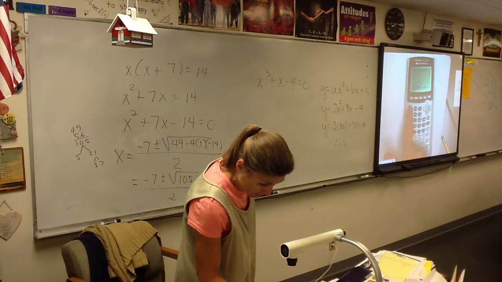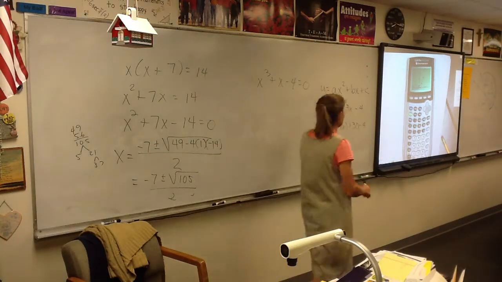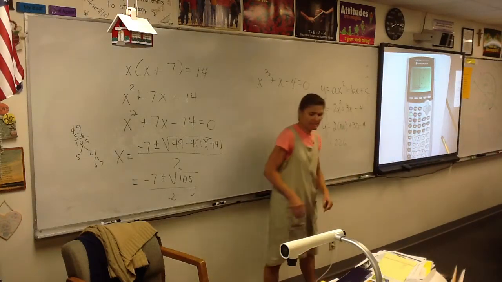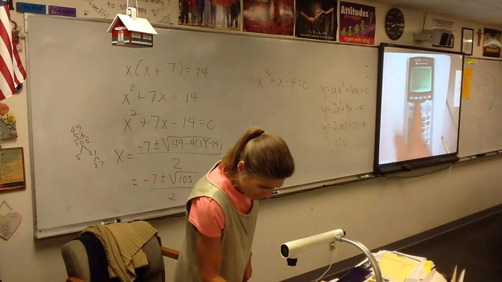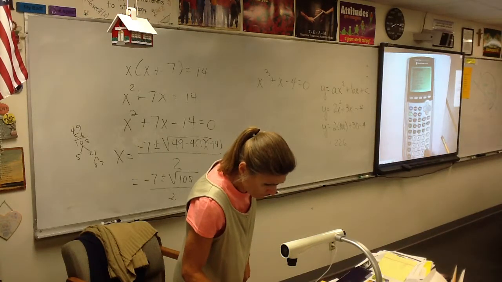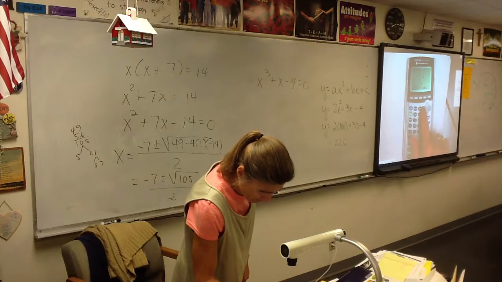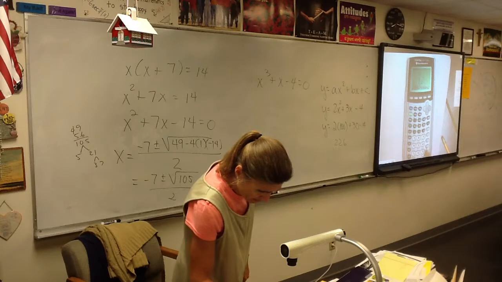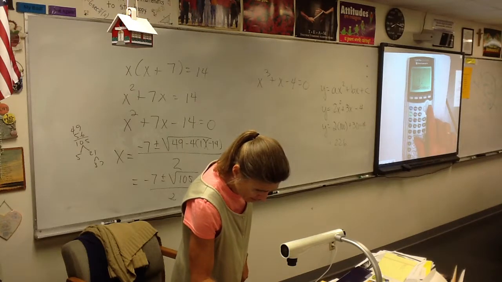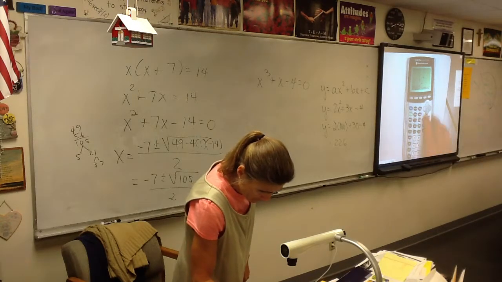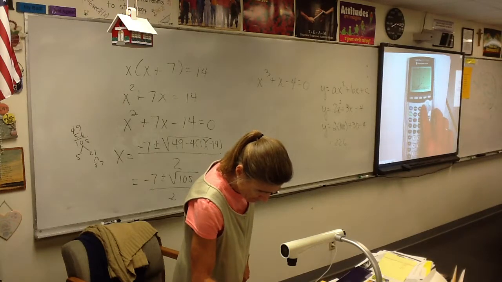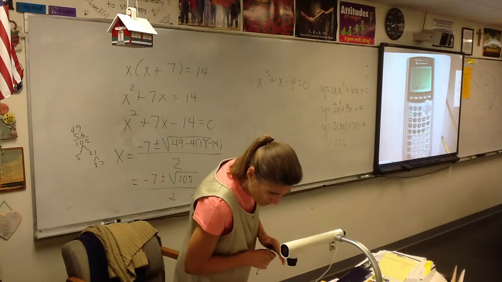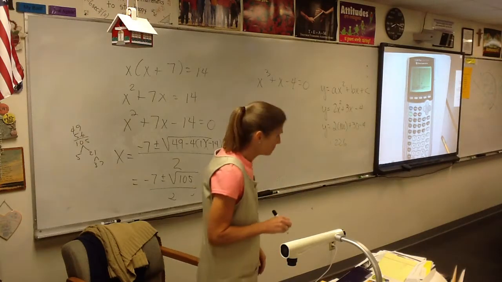Okay, so how do I find that point? If I'm just going to leave everything up there, I'm not going to change anything. How do I find that point? Second calc. Zero. Move my cursor so it's somewhere to the left. Then move it so it's somewhere to the right. And it looks like negative 1.38.